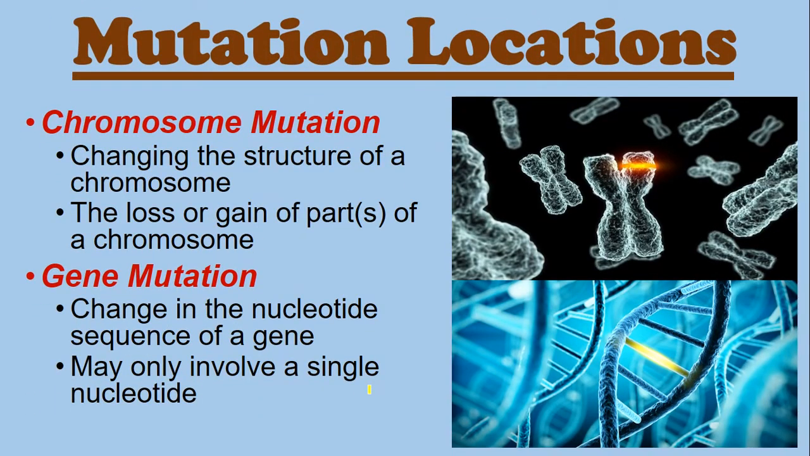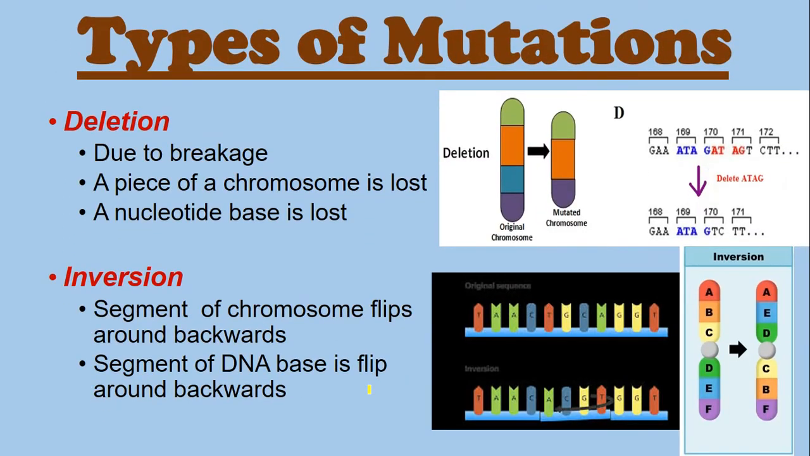So, mutation locations. You can have a chromosome mutation, which means you're changing the chromosome structure. You're losing part of it, you're gaining part of it. Or you can have a gene mutation where we're going to change the actual nucleotide sequence, the ATGC sequence. It may even involve one single nucleotide, or it can involve a couple. So it just depends on what happens. So let's talk about some types of mutations.